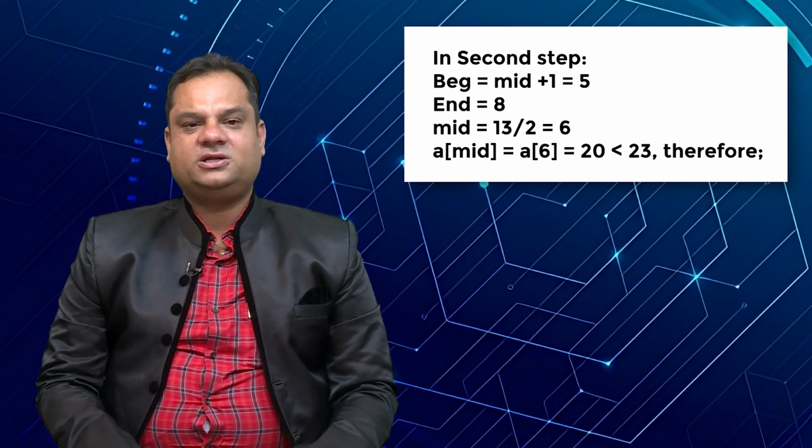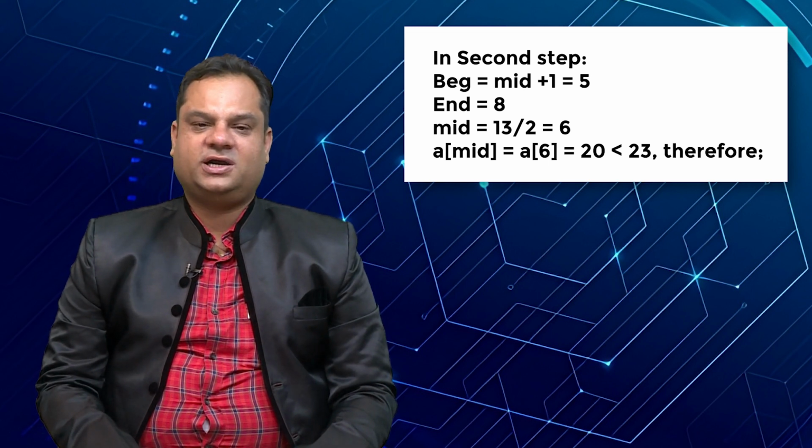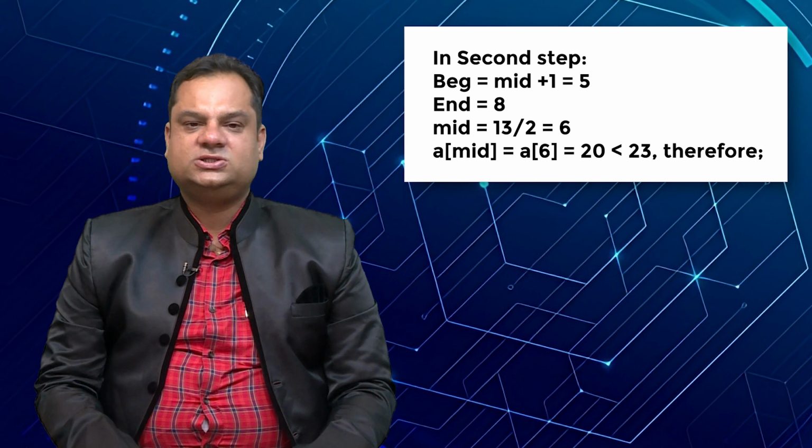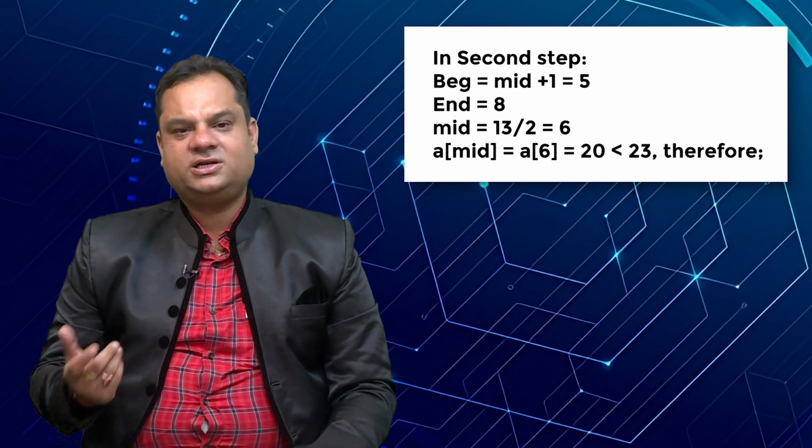Now again we calculate the middle position with the help of the same pointer addresses: 5 plus 8 means 13, 13 by 2 means 6. Check the data of a of 6. Here a of 6 is 20. So again we compare with the searching item. Here the searching item is again 23.